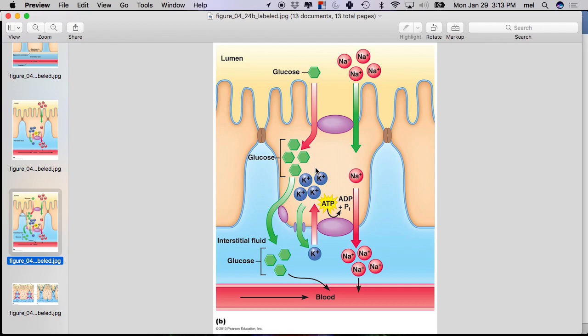Okay, now we got it inside the cell, but the cell does not get to keep all the hot girls just because they came to that beach first. You got to give it up. You got to share the love. So the cell has got to get the glucose out. Now let's talk about how you get the glucose out. We'll talk about the sodium in just a second. How do I get the glucose out?